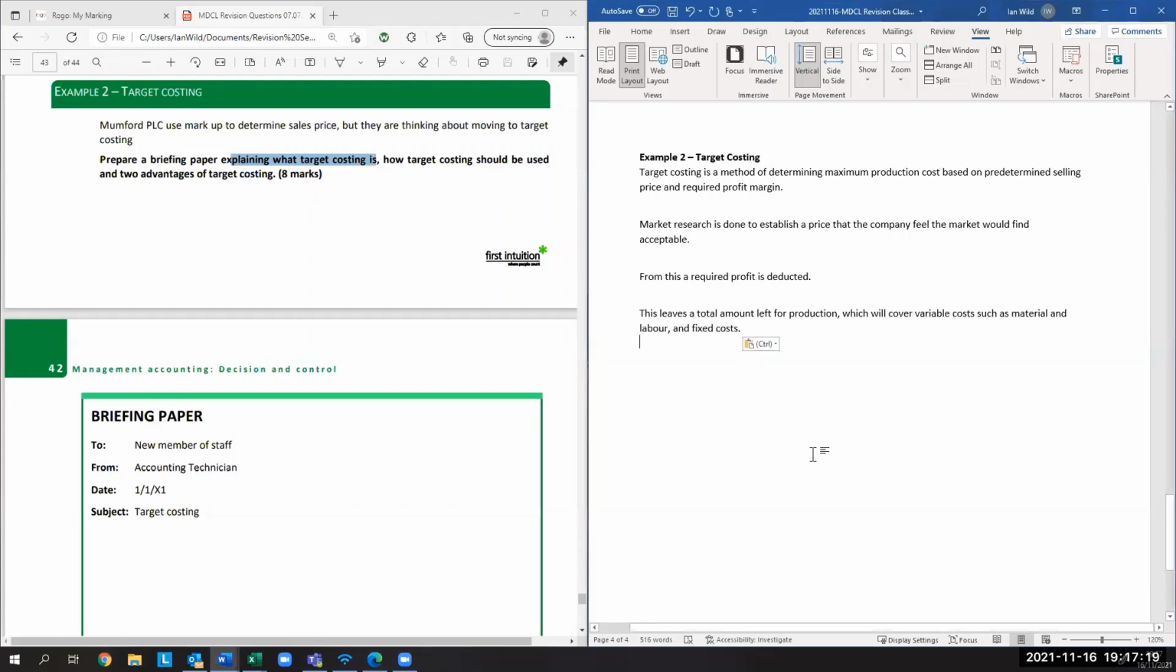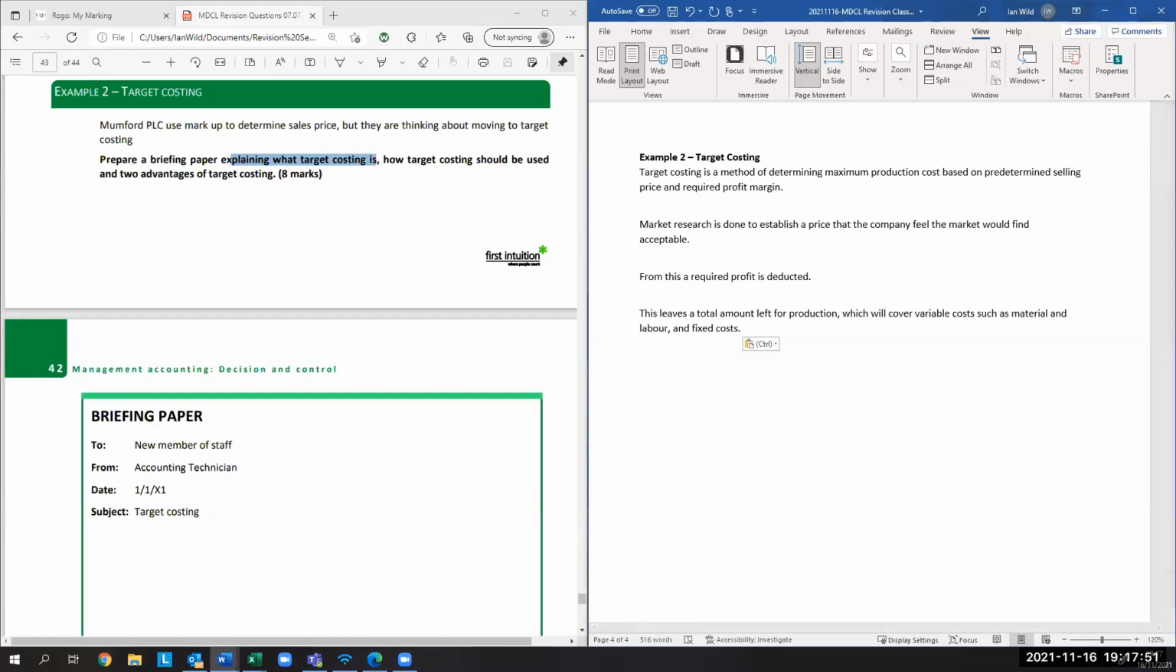So this is how much we need for our production. This will cover fixed costs and variable costs. Remember, your variable costs are things like your materials and your labour, and your fixed costs are the costs you will pay regardless. So that's what you're left with here. You've done your research for your price, you take off your profit, and you are left with the maximum amount that you can use to make the product.